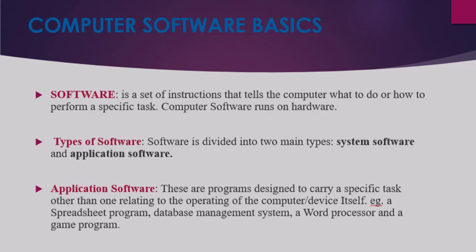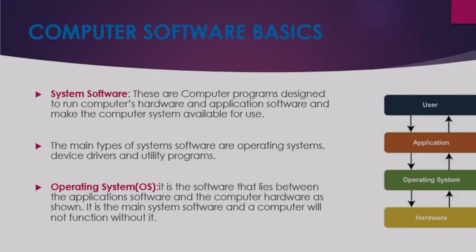Software is a set of instructions that tells the computer what to do or how to perform a specific task. Computer software runs on hardware, and there are two main types of computer software, that is the system software and the application software. So let's delve into the application software. The application software is a program designed to carry out a specific task other than one relating to the operating of the computer or device itself. Examples are the spreadsheet program, the database management system, a word processor, and a game program.